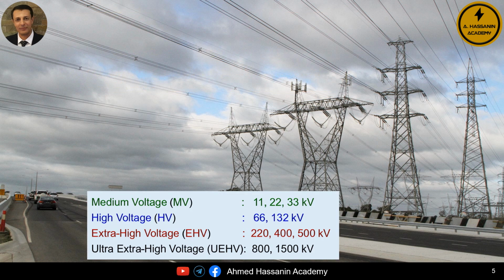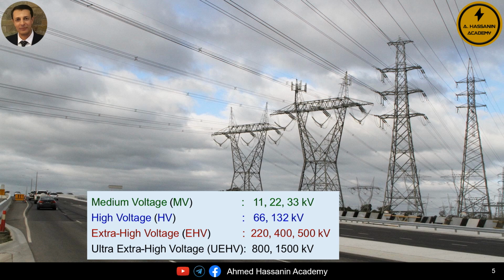The second important point is that overhead transmission lines operating at voltage levels of 11 kilovolts, 22 kilovolts, and 33 kilovolts are classified as medium voltage lines. These lines are typically used in distribution networks or for transmitting electric power up to approximately 10 megawatts per circuit. However, overhead transmission lines operating at 66 kilovolts or 132 kilovolts are classified as high voltage lines. Meanwhile, transmission lines operating at 220 kilovolts, 400 kilovolts, and 500 kilovolts are classified as extra high voltage transmission lines.